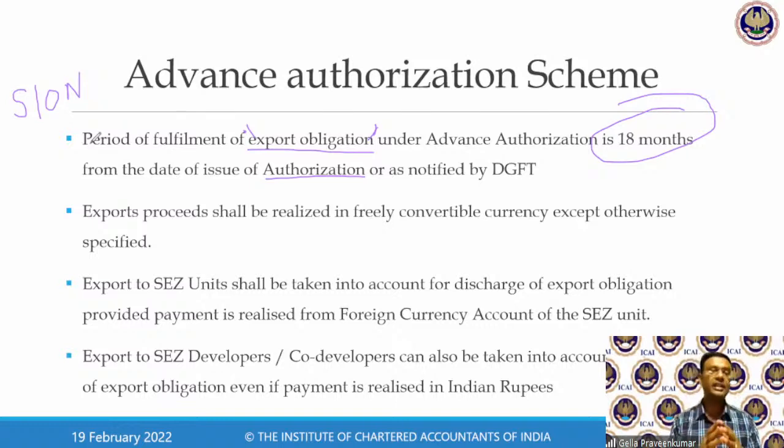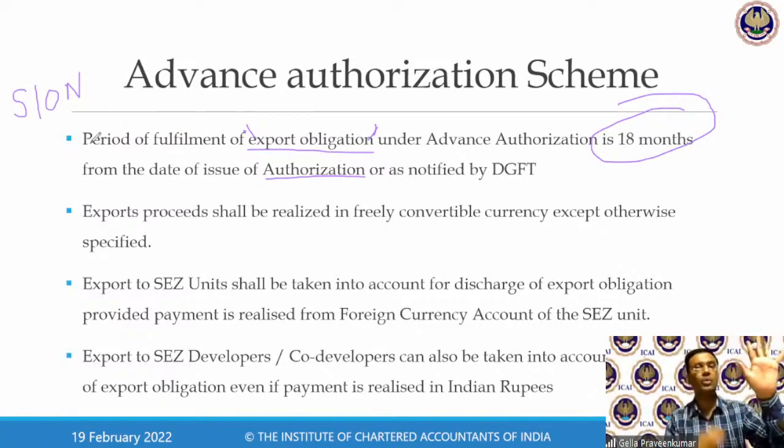Here they refer to SION, and to ensure that whatever goods have come are for export, there is a declaration, there is a correlation. So when I come to export, what do I say? I have a tax invoice, I have a commercial invoice, I have a packing list. I also have a bill of lading. So all this, finally I have something called a shipping bill or bill of export.